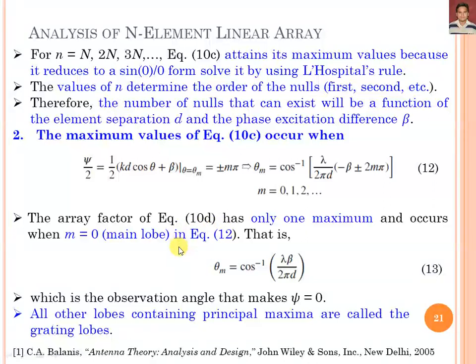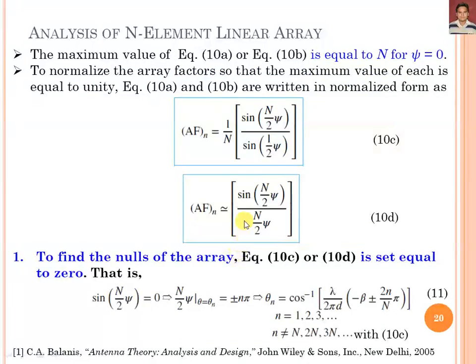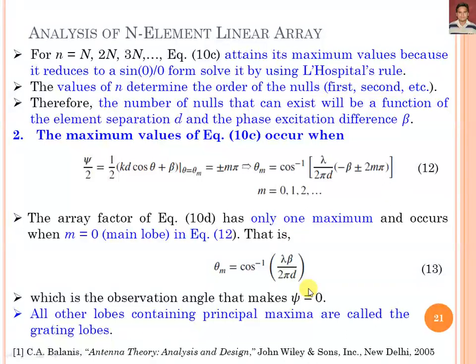So by putting m equal to 0 in this expression, equation 12, we get the maxima for the array factor equal to cos inverse of lambda beta upon 2 pi d. This is important in the case of m equal to 0, and we can say this is when we approximate the array factor, which is the observation angle, and then make psi equal to 0.